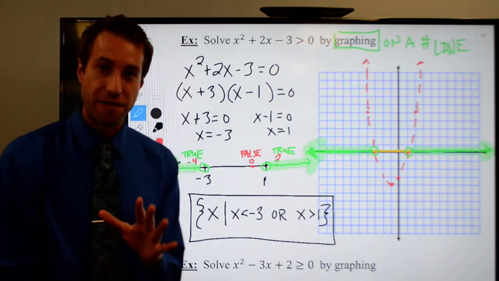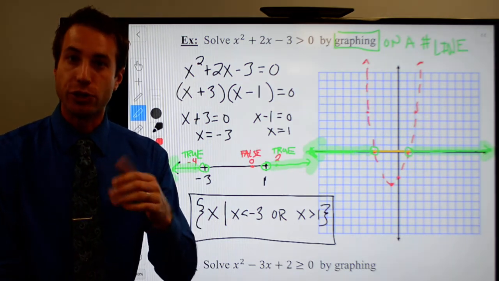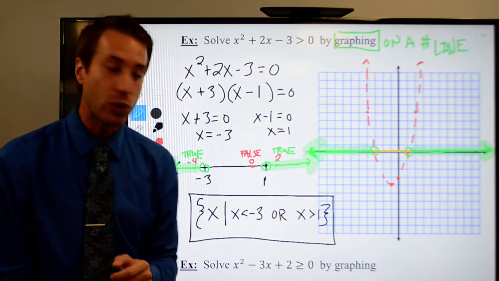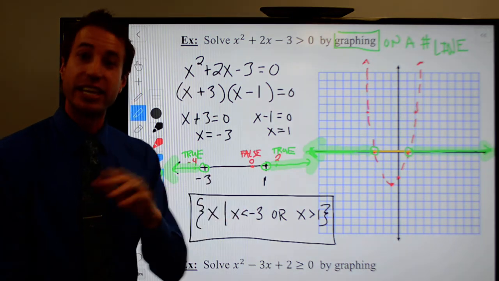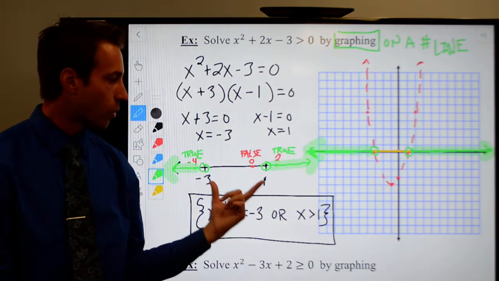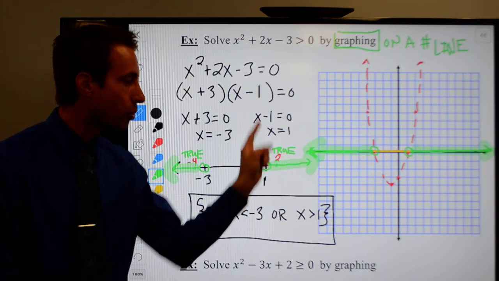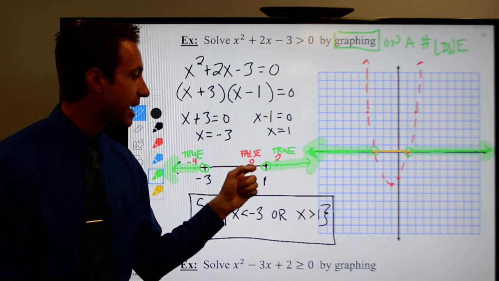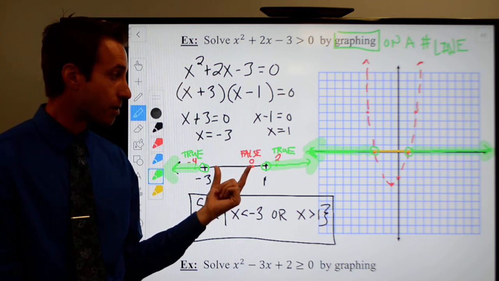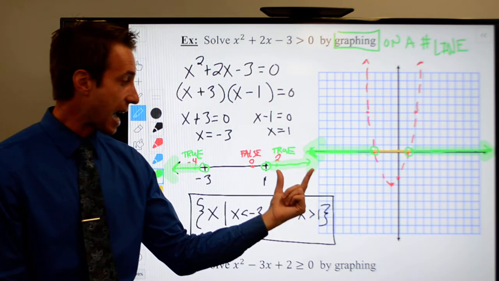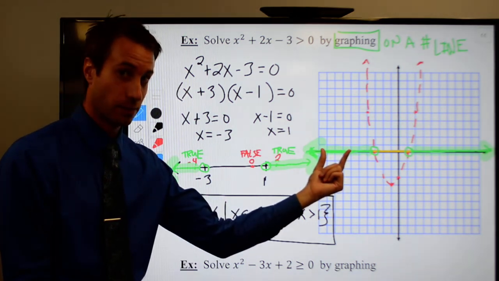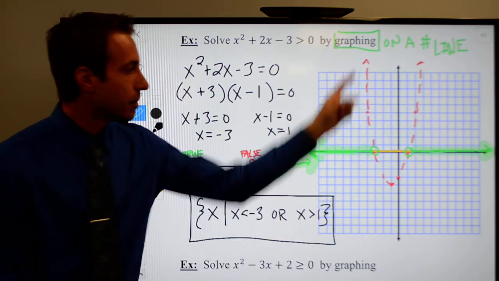Hopefully what you see is a similarity between what I have just done on this graph and what we did on the number line. The only difference is that I've put my parabola in there, where when I did it on the number line, instead of drawing the parabola, I just simply chose some test points that I used to figure out whether that represented a solution region, which the middle did not. The outsides do. It looks just like my number line, but here I graphed it.